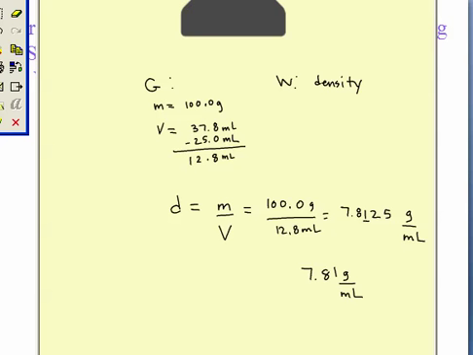Now, they didn't specifically ask for grams per centimeter cubed, but they did say it was a metal, so just to be consistent, we'll write this as grams per centimeter cubed since we're looking at a solid. Remember, a milliliter is the same as a centimeter cubed.